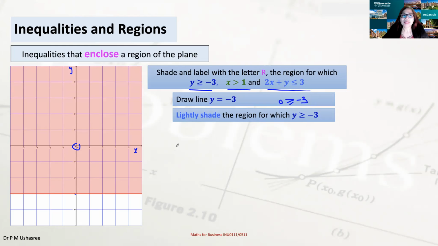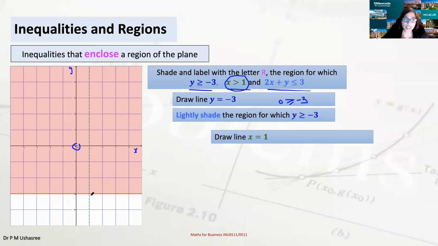Now we have to draw the line x is equal to 1. First draw a straight line, x is equal to 1. So that will be passing through this. Look at that. I have put a dotted line here. Why? Because we don't have the equal to sign. It is just greater than 1. That means any point on this line does not satisfy this inequality.